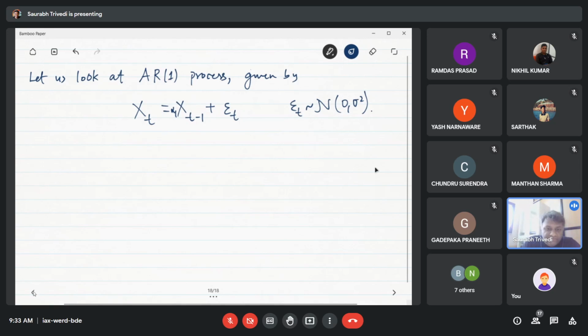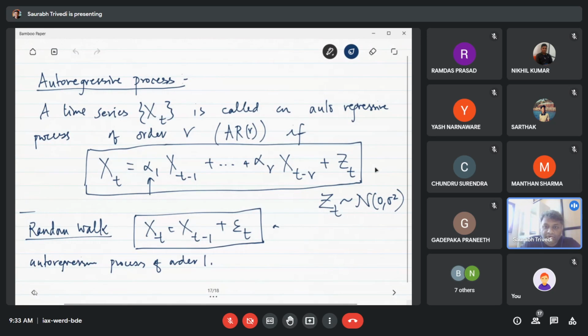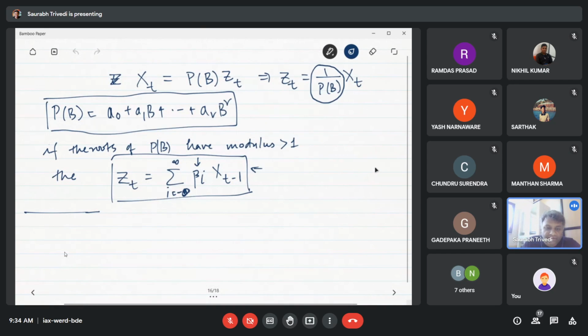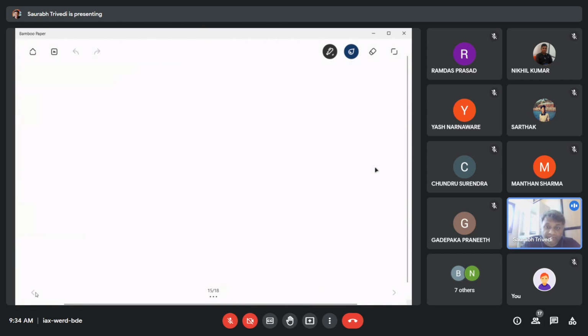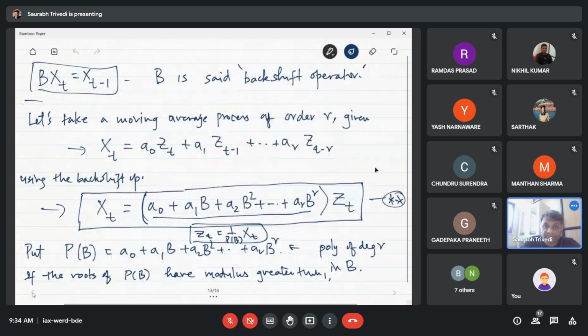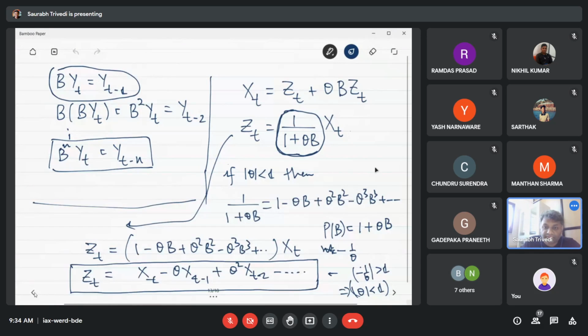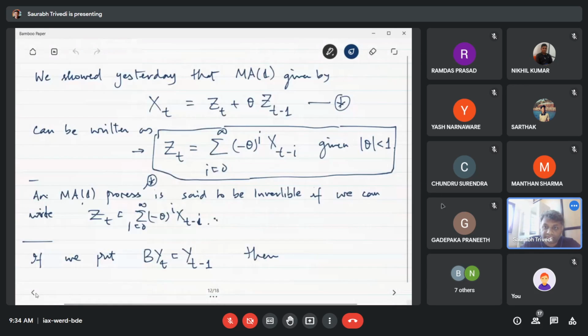And also we have seen an autoregressive process in the past, other than random walks. Here, this one is also an autoregressive process. Actually, what is the order of this autoregressive process? Can anyone tell me?